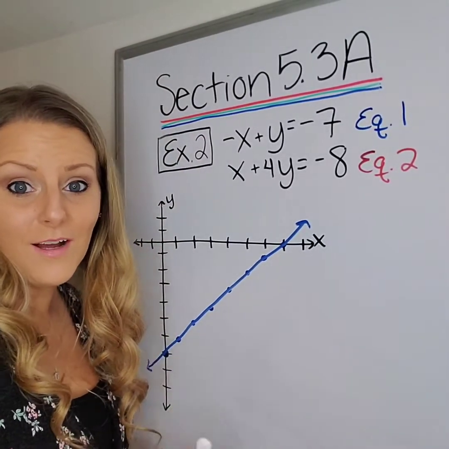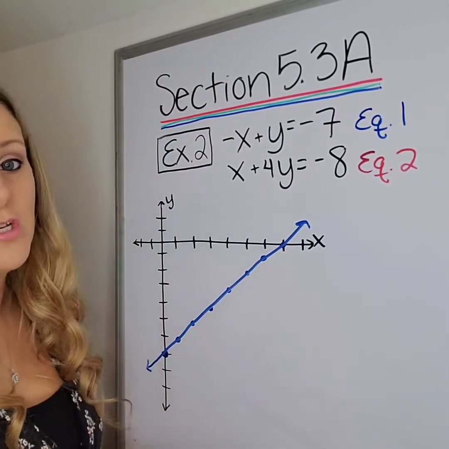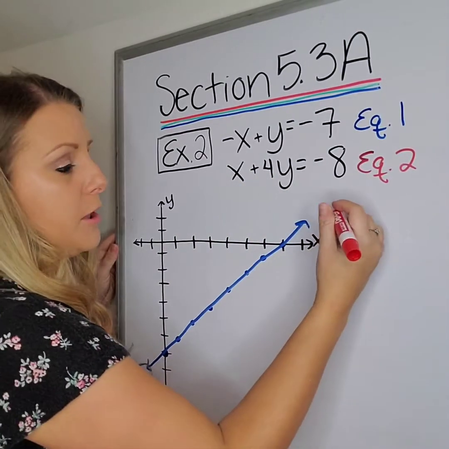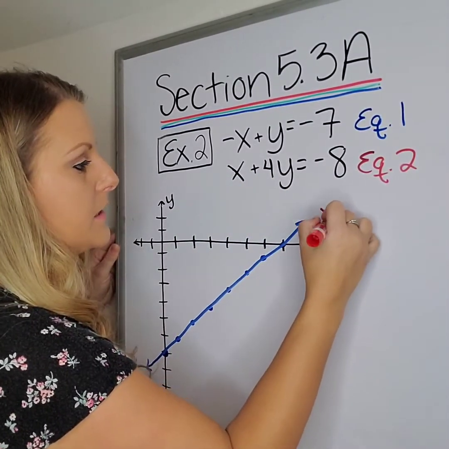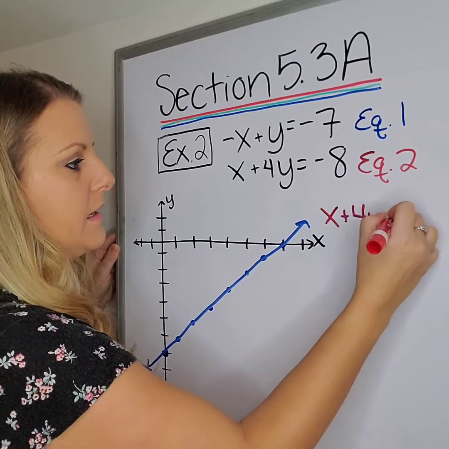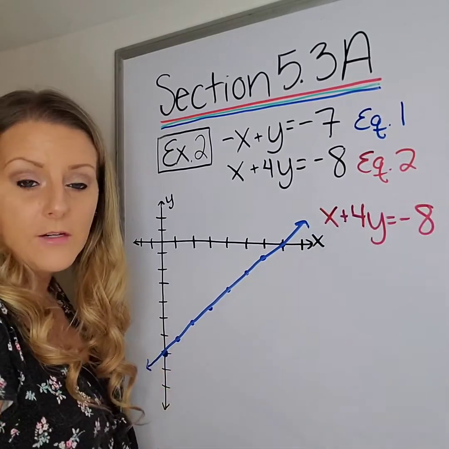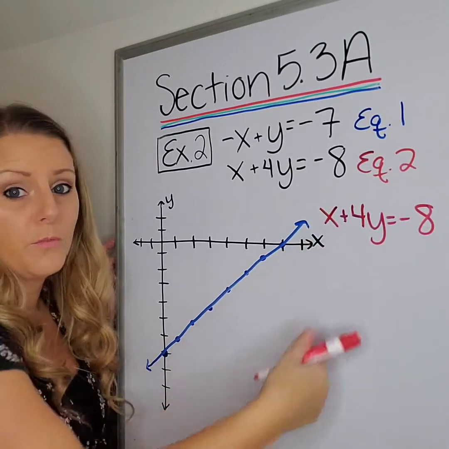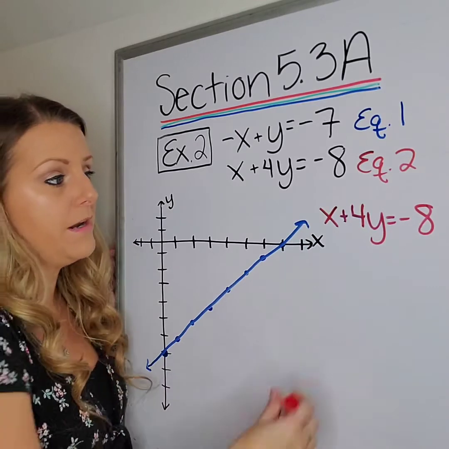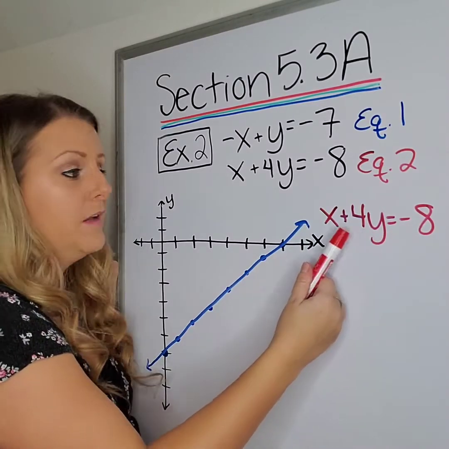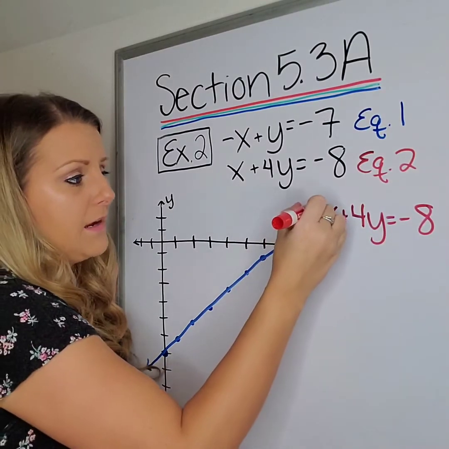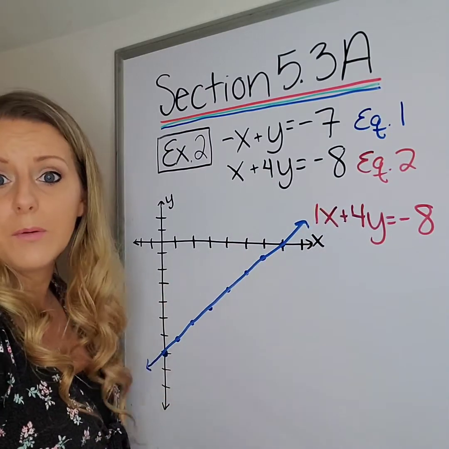Okay, so now it's gone, and now I have some room to do equation 2. So I'm going to take equation 2, and I'm just going to rewrite it. x plus 4y equals -8. Just rewriting it so I've got some more room to work with it. Because right now we're trying to get y by itself, and it's not. We have a 1x out in front. If there's no number there, you can put a 1.